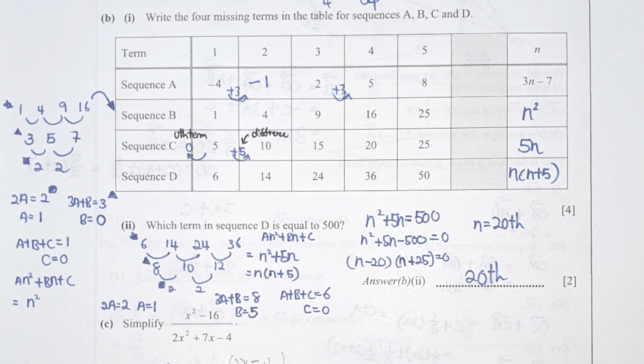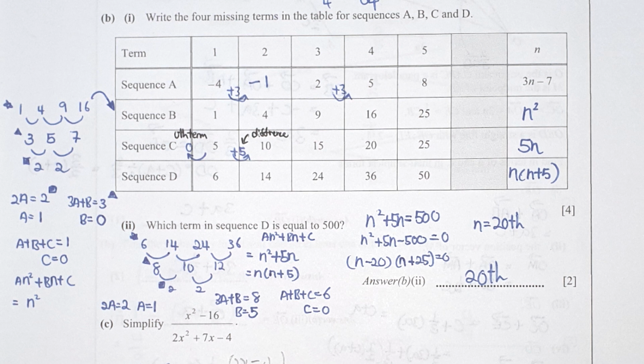Question B, number 1. Sequence A is actually an arithmetic sequence where the difference is constant, which is for each n term, it will add by 3. So -4, the next one will be -1. As for sequence B, 1, 4, 9, 16, 25.